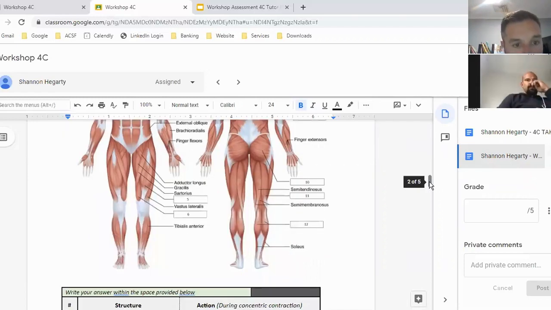We're working down, looking at 5 there. What have we got at 5? The rec fem. Yep, exactly right. The rec fem has two roles: a primary and a secondary role here. What is the primary role of the rectus femoris?